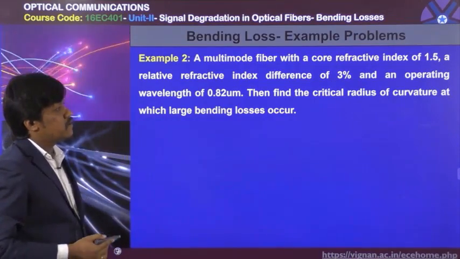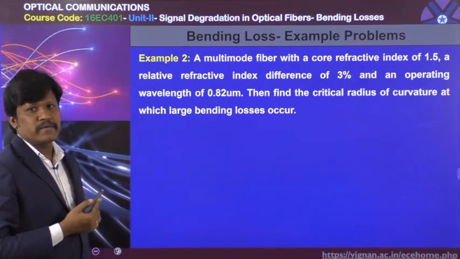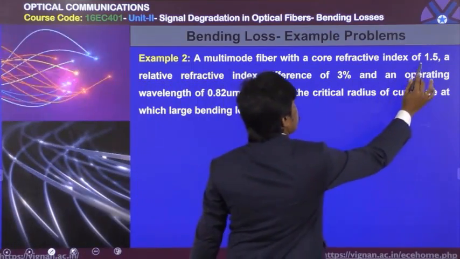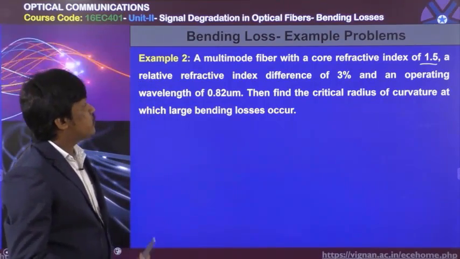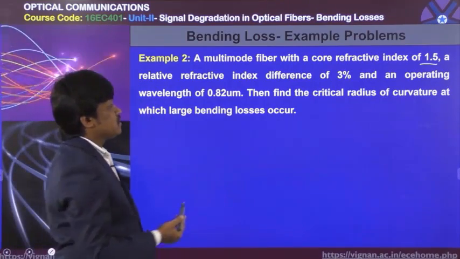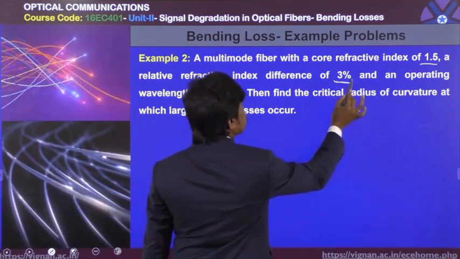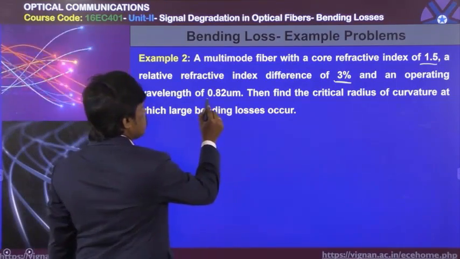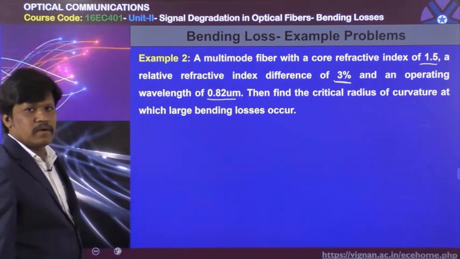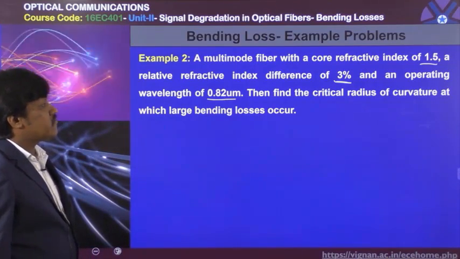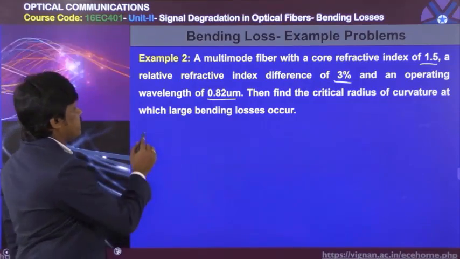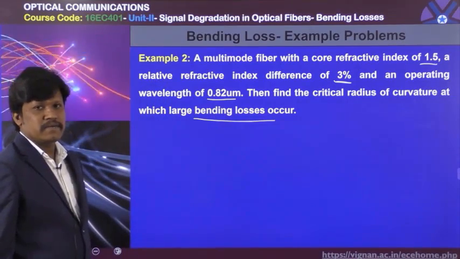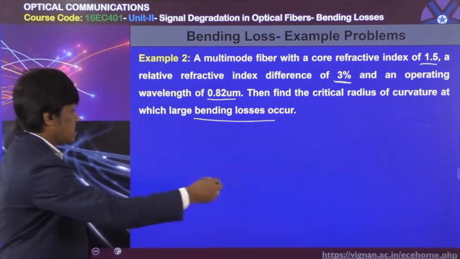Next one is example 2. A multimode fiber with a core refractive index of 1.5, a relative refractive index difference of 3%, and an operating wavelength of 0.82 micrometer. Then find the critical radius of curvature at which large bending losses occur.